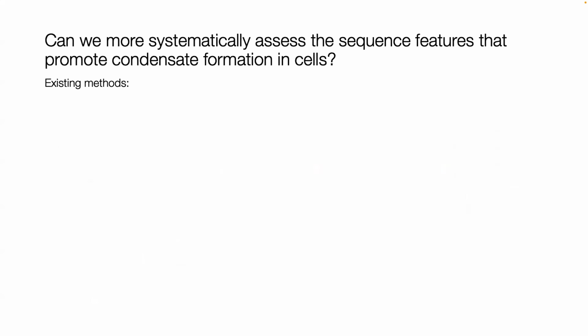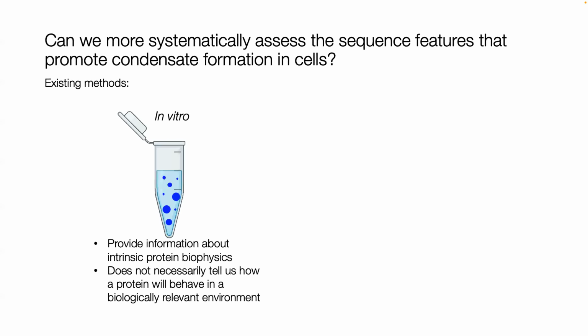There are really two classes of existing methods for characterizing condensate formation. The first class of methods characterize condensate formation in vitro, and by in vitro, I mean in a test tube. These are very powerful methods. They provide information about intrinsic protein biophysics, but they don't necessarily tell us how a protein will behave in a biologically relevant environment. And so I'm really interested in understanding what happens in the cellular context.